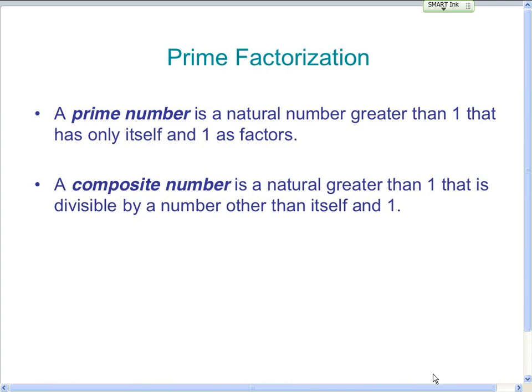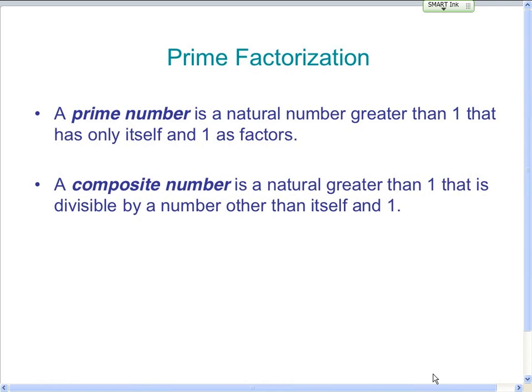A prime number is a natural number greater than 1. Notice I said greater than 1. 1 is not a prime number that has only itself and 1 as factors. A composite number is a natural number greater than 1. Again, notice I said greater than 1. So 1 is also not a composite number that is divisible by a number other than itself and 1.